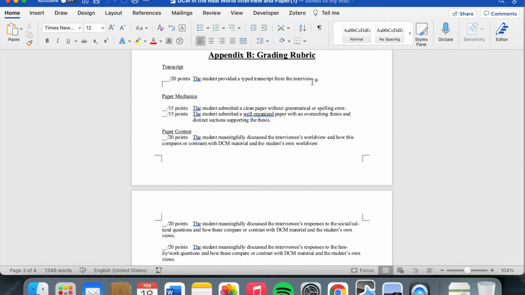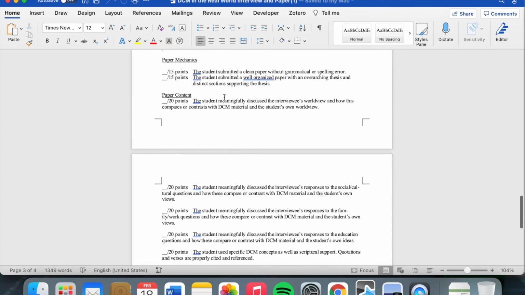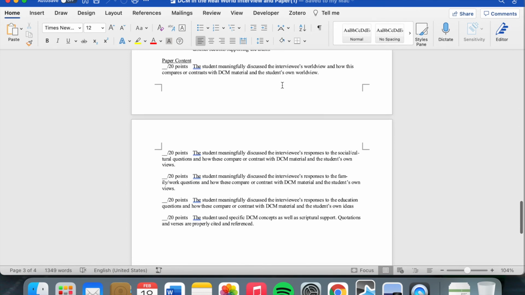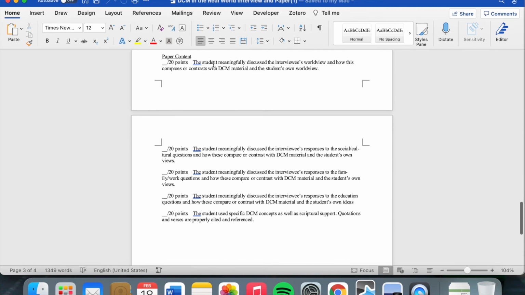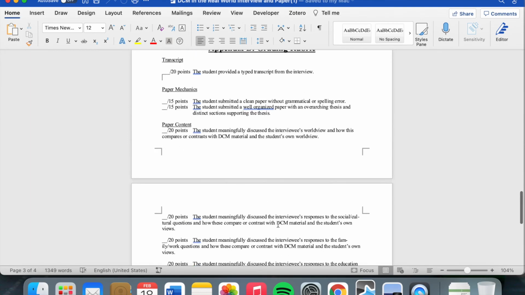So here we have the transcript, which was part of the assignment, paper mechanics, so that's grammar and spelling and organization. Then you have content. So this professor assigned most of the points to content. And so she cared about what you said, what kind of things you talked about in the paper. And each of these different areas that you were supposed to talk about in the paper were worth 20 points.